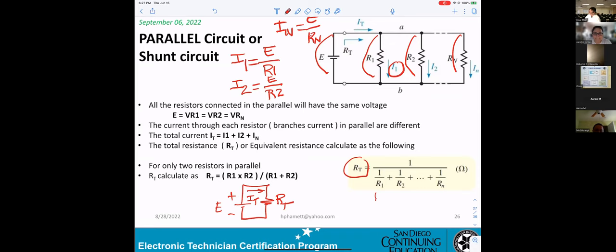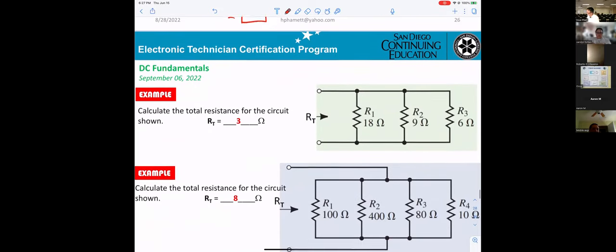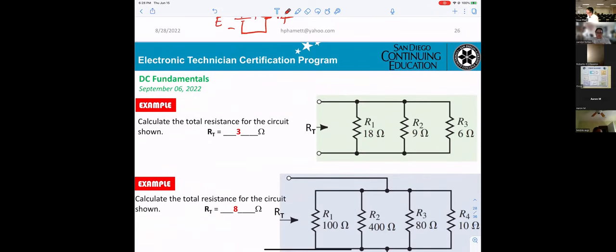However, they said with only two resistors, you don't have to use this formula. The formula you use will be R1 times R2 divided by R1 plus R2. Now, you try this one, R total. Can you get 3 over 5?